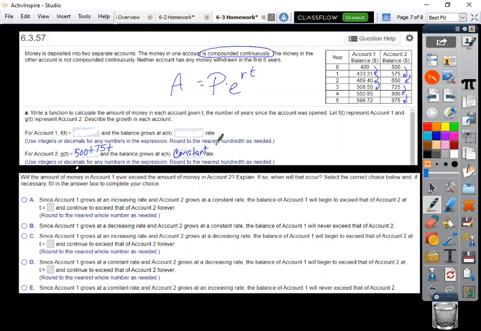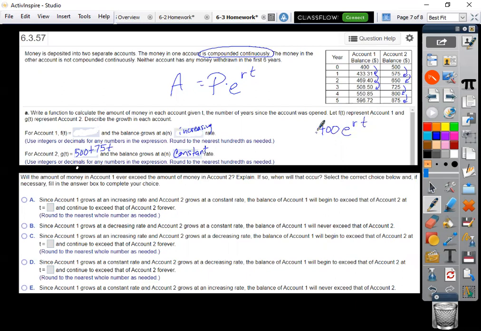Account one, this is going to be an increasing rate if you look at these numbers. And when you do continuously, because you're earning interest on interest, it does go up each time. But my formula here would be, my 400 would be my P, my starting number. But then I've got to have this r. So how am I going to solve to find this r and this t?